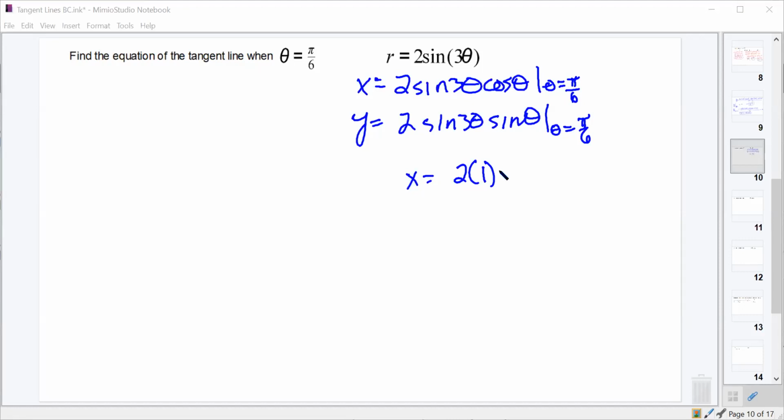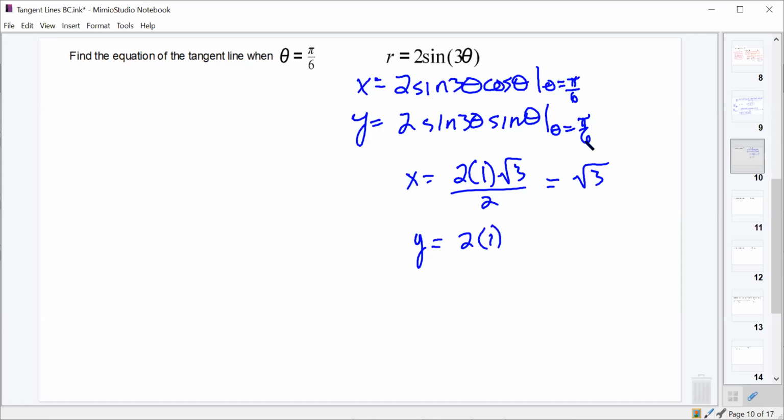Root 3 over 2. And so our x value just ends up being root 3. Everybody good with that? Hopefully. And our y value is going to be 2 times the sine of 3 pi over 6, or 2 times sine of pi over 2, 2 times 1 again.